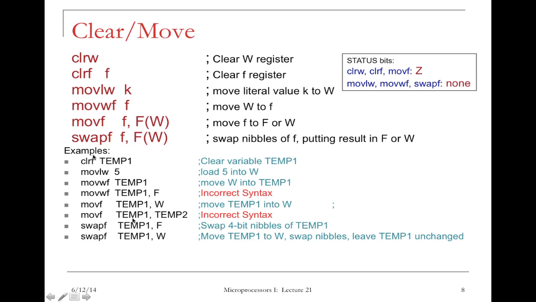This is incorrect. This is an invalid instruction, because for movf, the second operand is either F or W. You cannot copy the value directly from one variable to another variable, ever. If you want to know why, look at the diagram when we explain the internal structure of the PIC CPU. The output of the ALU is to W, and of the two inputs to the ALU, one has to be W.